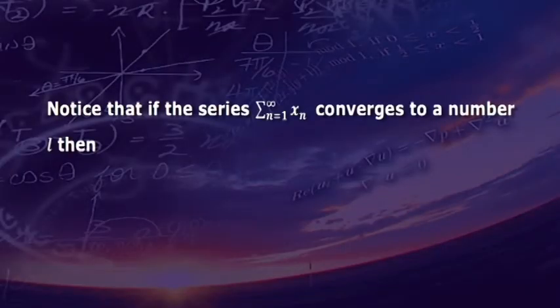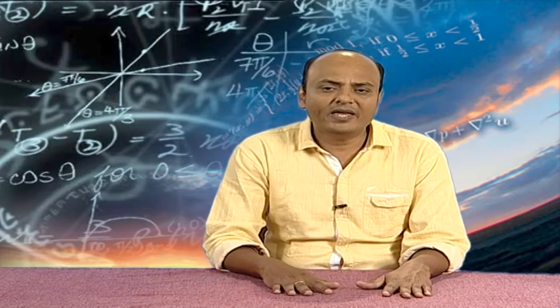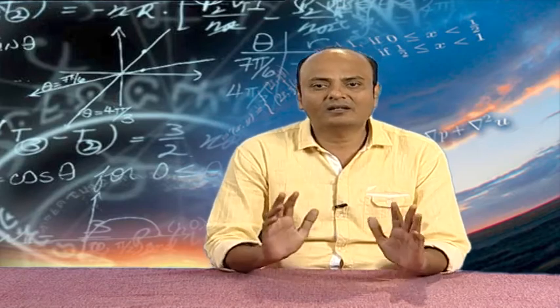Notice that if the series sigma xn converges to a number L, then the limit of xk as k goes to infinity is the same as the limit of sk minus s(k-1) as k goes to infinity, which will be equal to L minus L, and this is 0. Thus, for the series sigma xn, if the limit of xk as k goes to infinity is not 0, then we can immediately conclude that the series is not convergent.